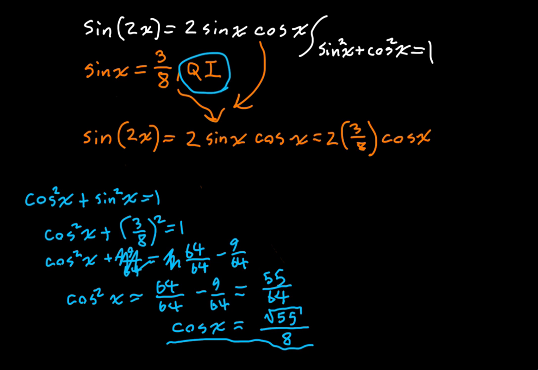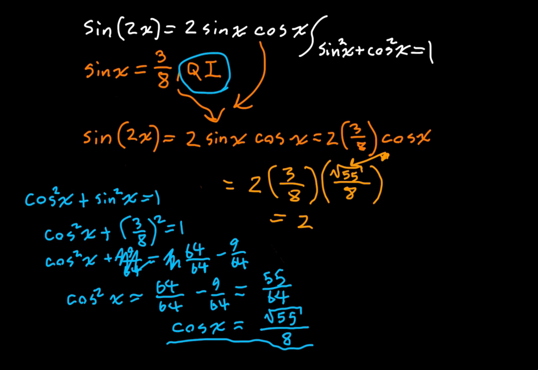So now we can plug that back up here with our other formula. So we know now that this thing here is going to be equal to 2 times 3/8 times the square root of 55/8. Cool.